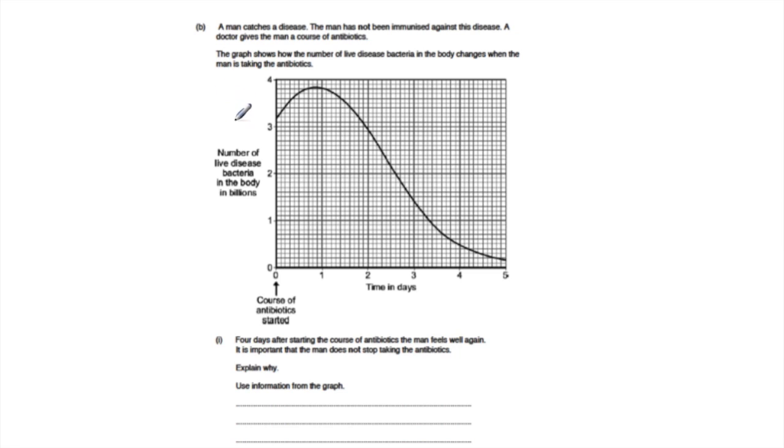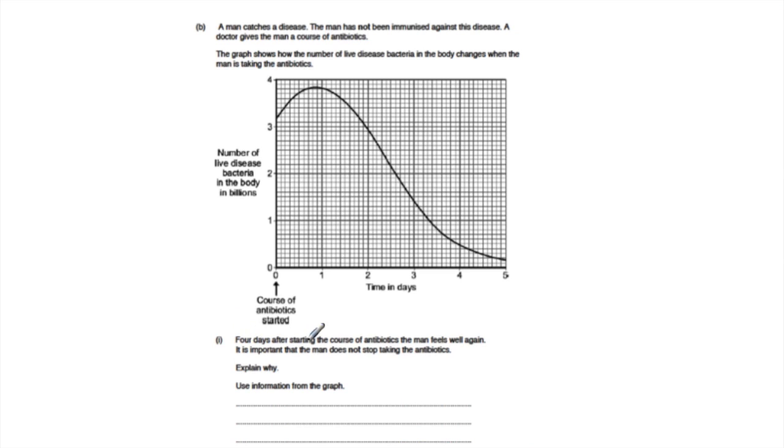And part B, very long intro to the question with a graph, a very simple question there really, but we'll go through it. A man catches a disease. The man has not been immunized against this disease. A doctor gives the man a course of antibiotics. The graph shows how the number of live disease bacteria in the body changes when the man is taking antibiotics. So the number of live disease bacteria in billions. This is when the antibiotic starts, and it goes up to 5 days. Okay, so part 1 for 2 marks.